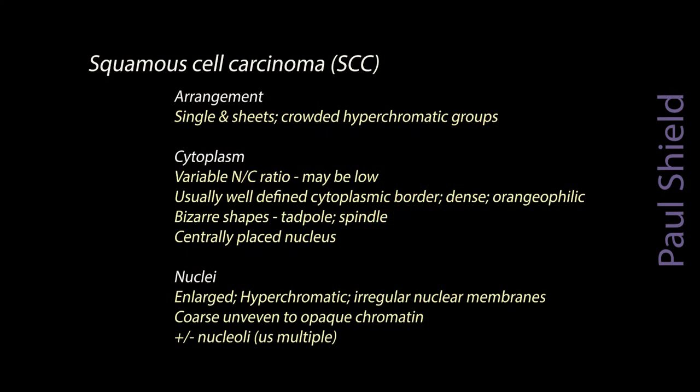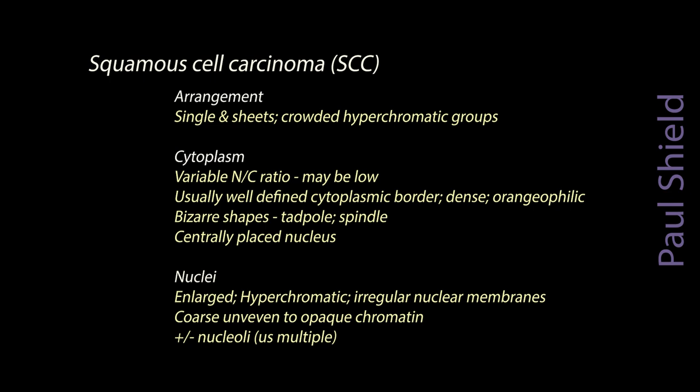So in summary, the appearance of SCC in ThinPreps is in single cells and sheets, crowded hyperchromatic groups, just like high cell, often clumped into little areas with necrosis. Cytoplasm varies from being very thin rims, such as a very high NC ratio like high cell, to those ones that we were just looking at, the orange ones that have really quite a low NC ratio but a very pleomorphic shape.